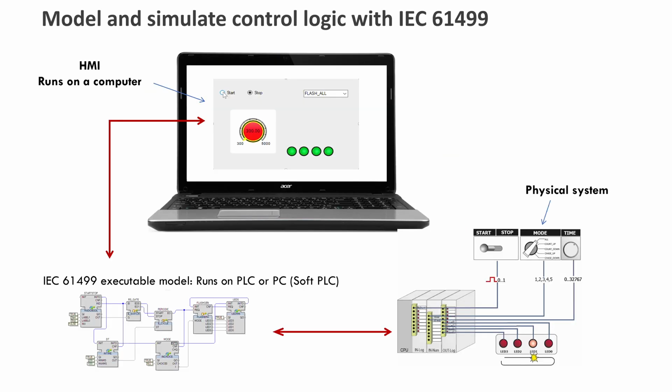Okay, so now having designed this function block application this way, we can immediately test it by running it on a computer, as you have seen. And after making sure that we achieve the desired behavior, we can deploy the very same function block network, not to a soft PLC, but to a real PLC that is compliant with the IEC 61499 standard.